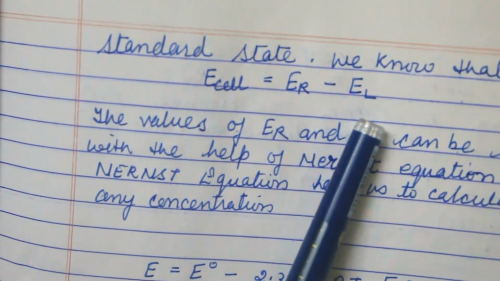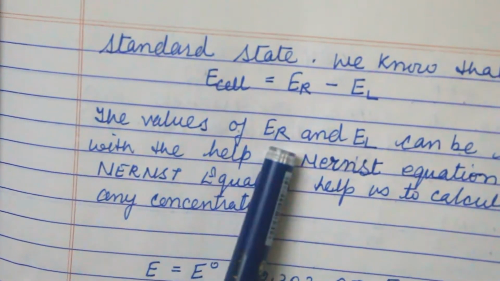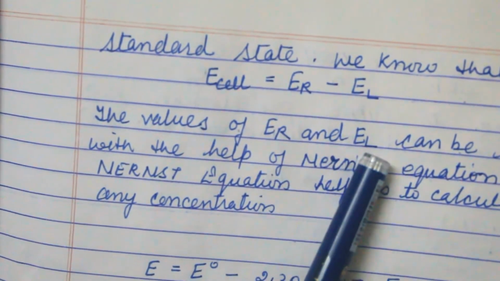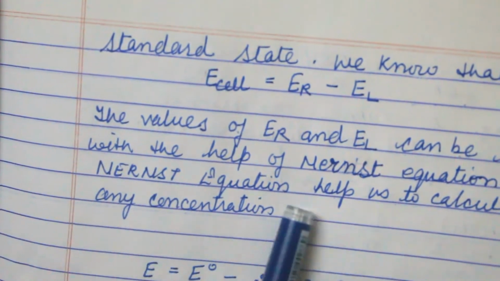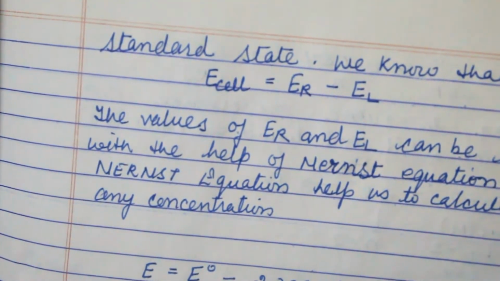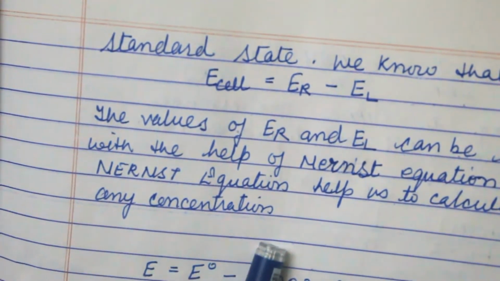So we know that E cell is equal to E right, that is cathode, minus E left, that is anode. The values of E right and E left can be calculated with the help of the Nernst equation. The Nernst equation helps to calculate a standard electrode potential at any concentration.